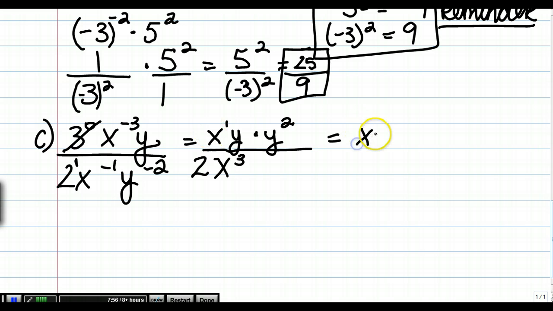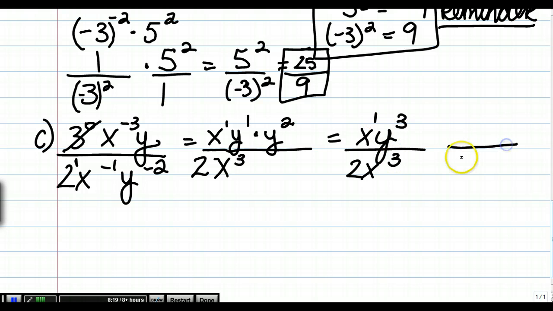We're going to have x, y to the 1 plus 2 is 3, and here we just have 2x to the third. Now that I've combined my exponents here, I'm going to go ahead and see if I can reduce my fraction. Well, here we have a 1 and we have a 3. So remember, we're going to do 3 minus 1, which is going to be 2.